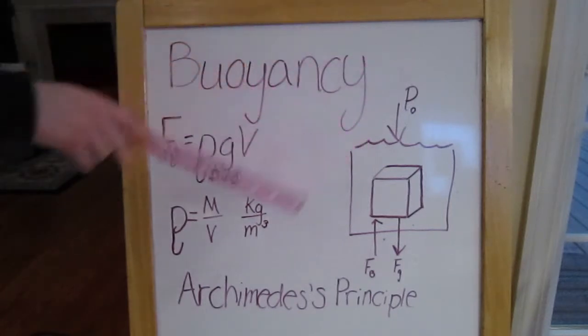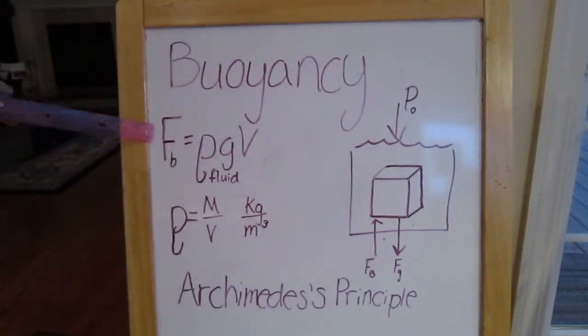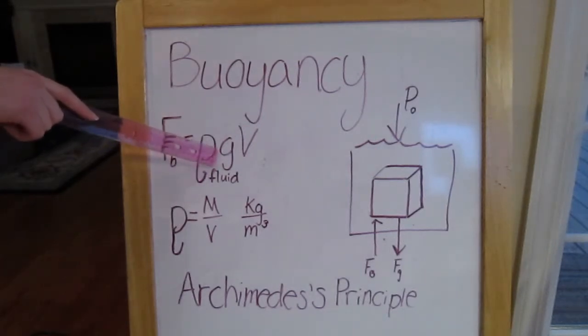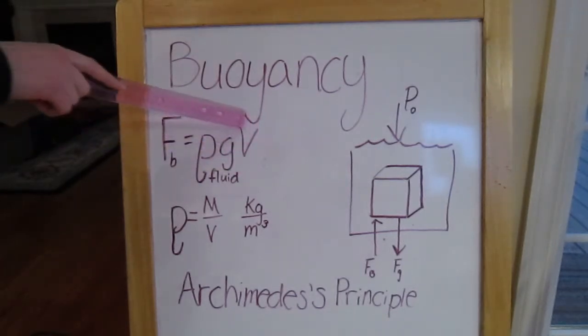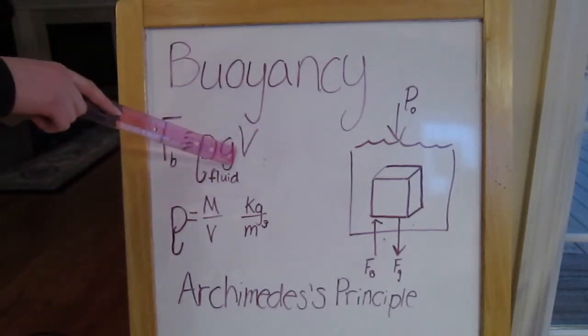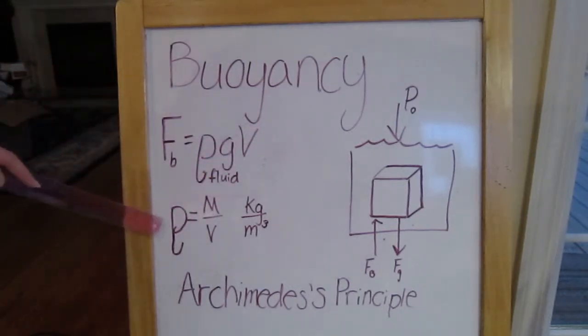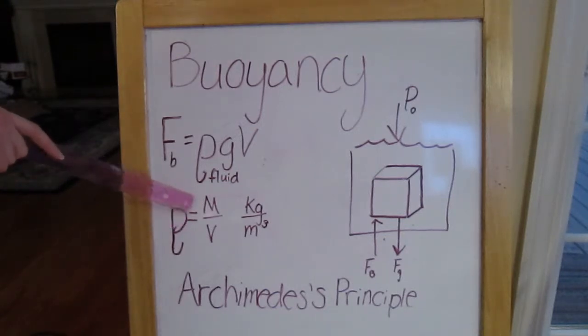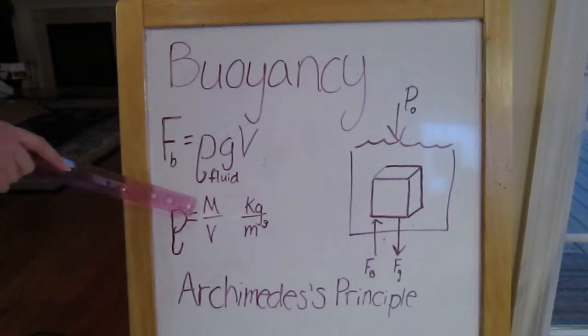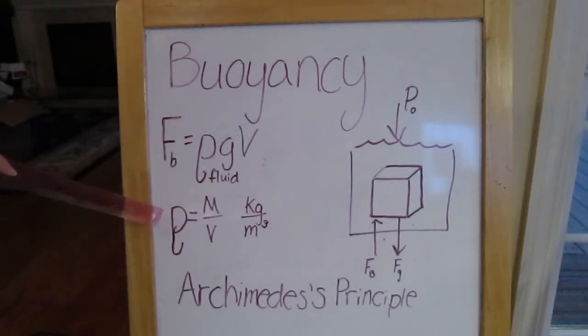Our equation for buoyancy is the density of the fluid times the acceleration of gravity times the volume of the fluid displaced, or the volume of the object in the fluid. Density equals mass divided by volume. An easy way to remember this is DMV, because most of you will recognize density as D, even though in our equations it's represented by rho, the Greek letter.